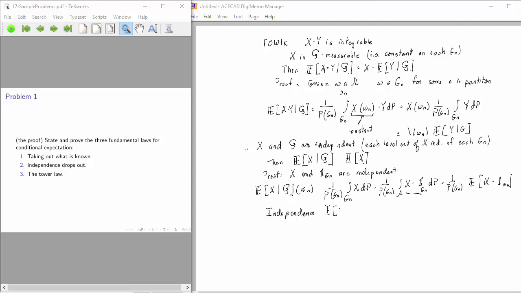So to say this, expectation of X conditioned on G is 1 over the probability of G sub n times the product of the two expectations, expectation of X times the expectation of the indicator function for G sub n. But the expectation of the indicator function for any event in the sample space is just the probability of that event. So this is 1 over the probability of G sub n times the expectation of X, which is just a number, times the probability of G sub n. That cancels that, and we're left with the expectation of X.